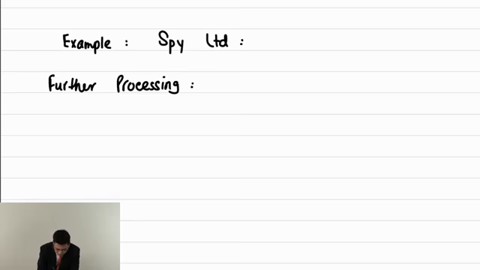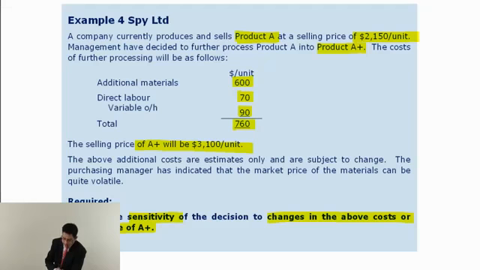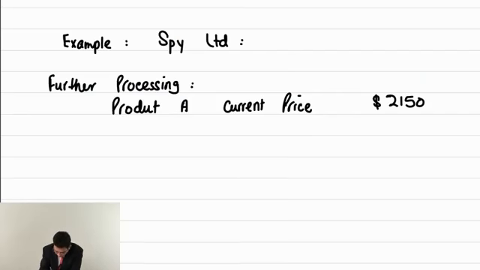Right, at the moment, the current selling price of A, I think, is 2,150. Is that okay? Current selling price is 2,150. And if we convert into A plus, we will sell for 3,100. Okay.